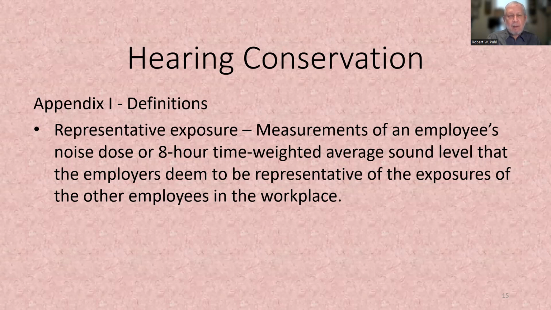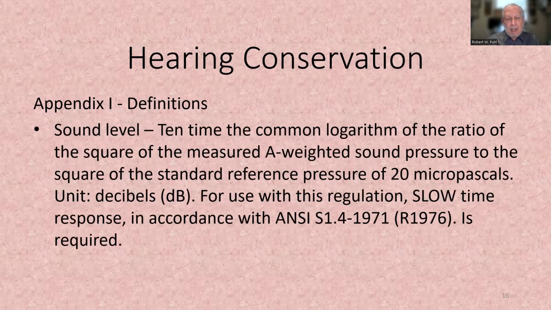So in other words, if you had one person wearing this dosimeter and you could say that's it, then everybody else that does that same job, that's a representative exposure for them too. Sound level: 10 times the common logarithm of the ratio of the square. There we go again with the measured A-weighted sound pressure. And there's a formula in there if you want to look at it, but we're going to worry about measuring sound with meters, and that's about it.